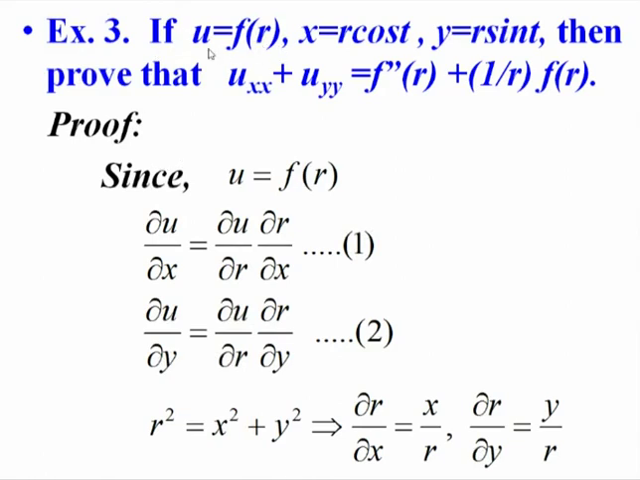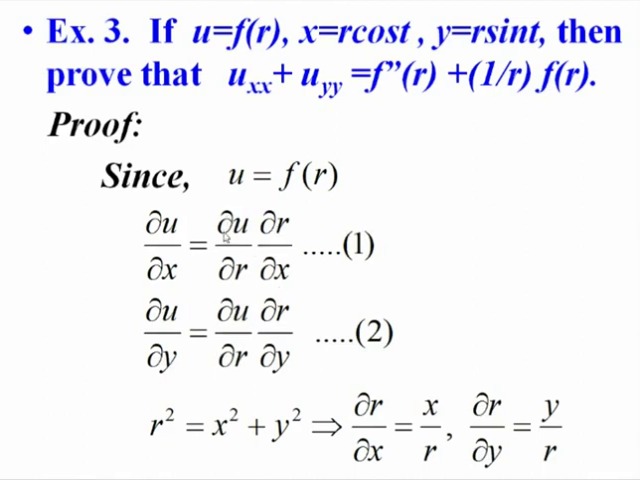Since we have u as a function of one variable r, so u is equal to f of r, we can simply apply the chain rule for a function of one variable. But here r is a function of two variables, so ultimately u is a function of r and r is a function of x and y. So from u we can get x as well as y, so del u by del x. Here u is a function of one variable, so it will be du by dr, and du by dr is multiplied by del r by del x.